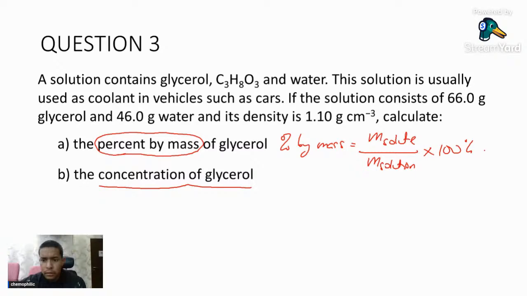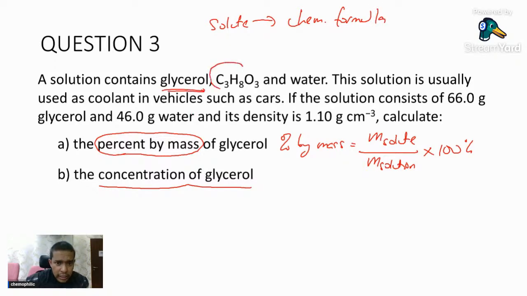And this is how I teach my students to determine which one is solute, solvent, and also solution. For the solute, usually the question will give you the chemical formula of the compound. So as you can see inside this question, for glycerol, they give you the chemical formula, right? C3H8O3. So glycerol will be the solute. And for your syllabus, the solvent is usually water. So water will be your solvent.